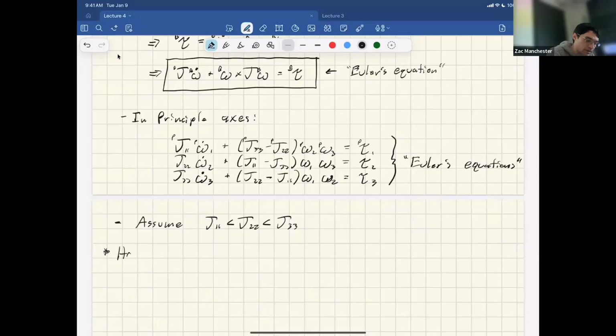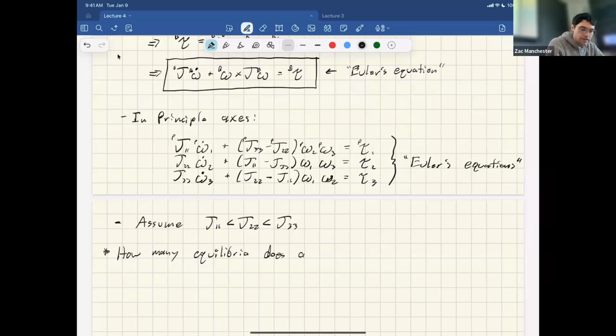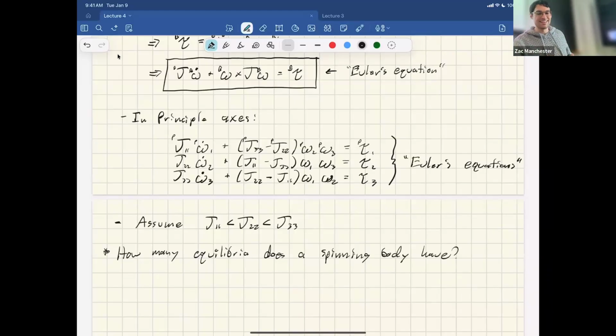So the question now is, how many equilibria does a spinning body have? Anyone have any thoughts on this?